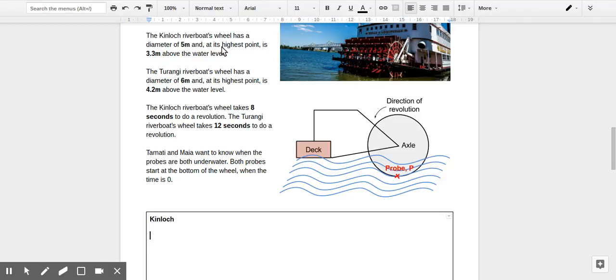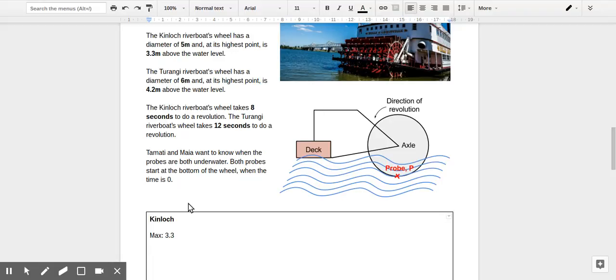Now at the wheel's highest point, along here, it's 3.3 meters above the water level. We're assuming that the water level is at 0 meters. So what that means is that we have the max given to us. You have the max, and that is 3.3.